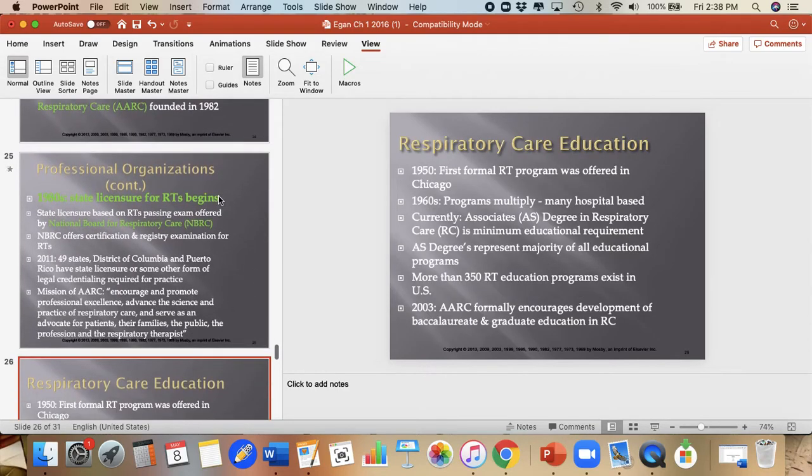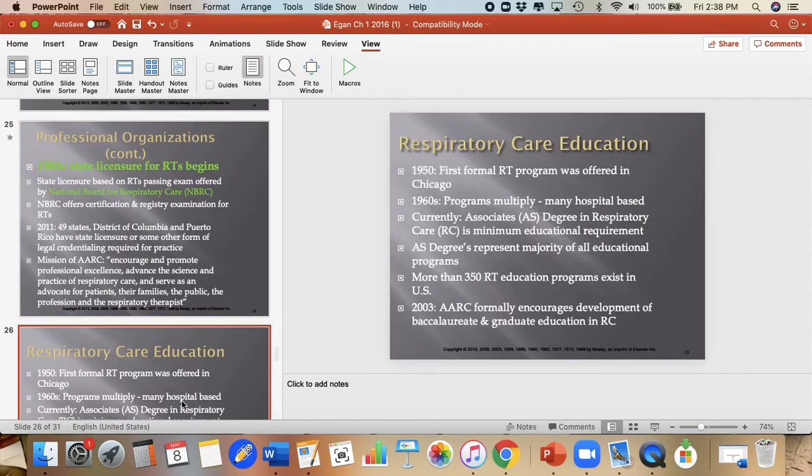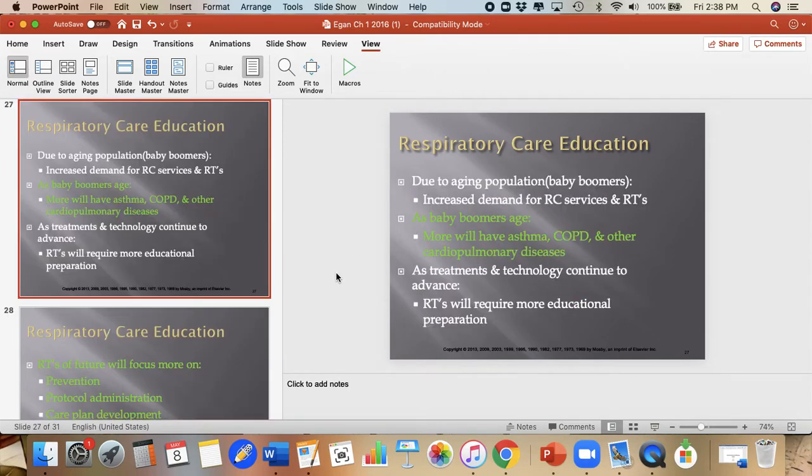Let's see, did I skip that? Nope. We got this page, and we got this one. More information about the degrees. Jeez, it's moving forward a lot.